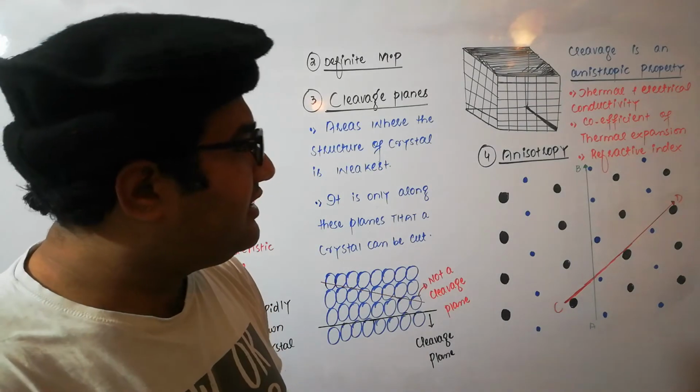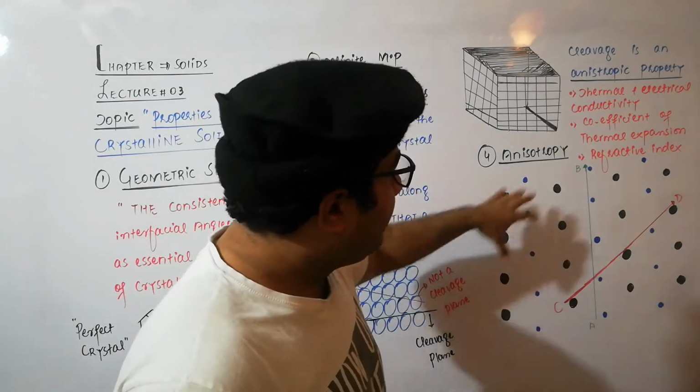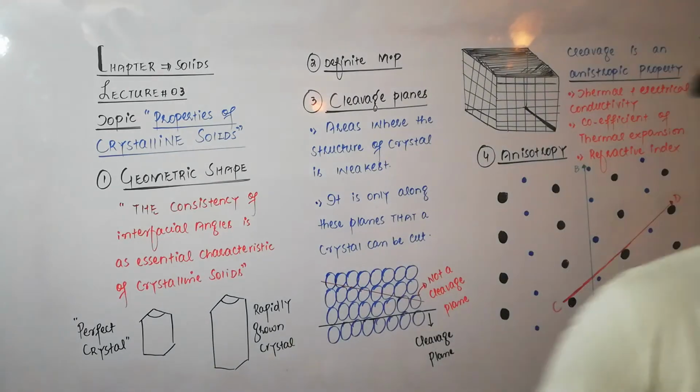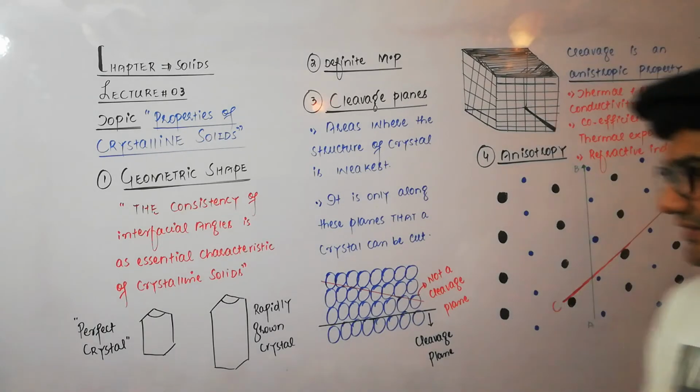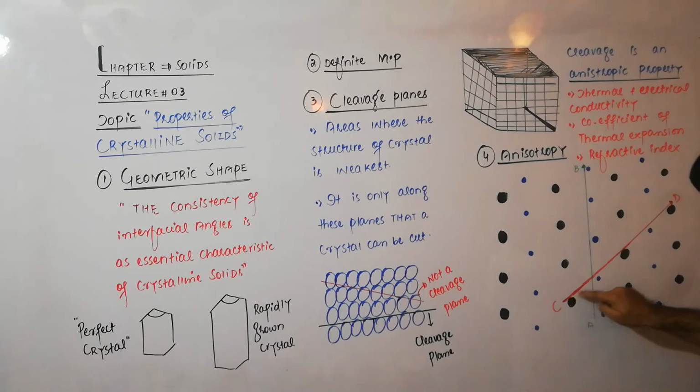Now I have illustrated it with the help of a diagram. Let's suppose that a property is studied in this direction AB and the same property is studied in this direction CD. Now you can see that when you are studying a property in the direction AB, it is facing only one type of the particles. But when you study the same property in this direction, it is facing two types of the particles.